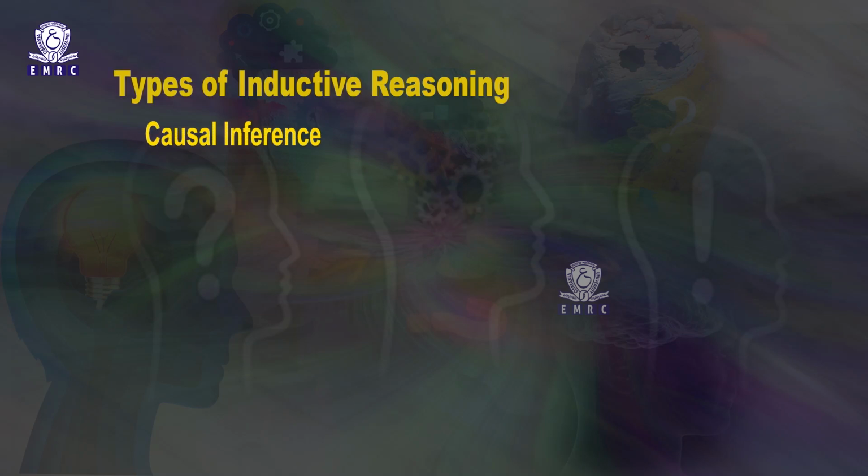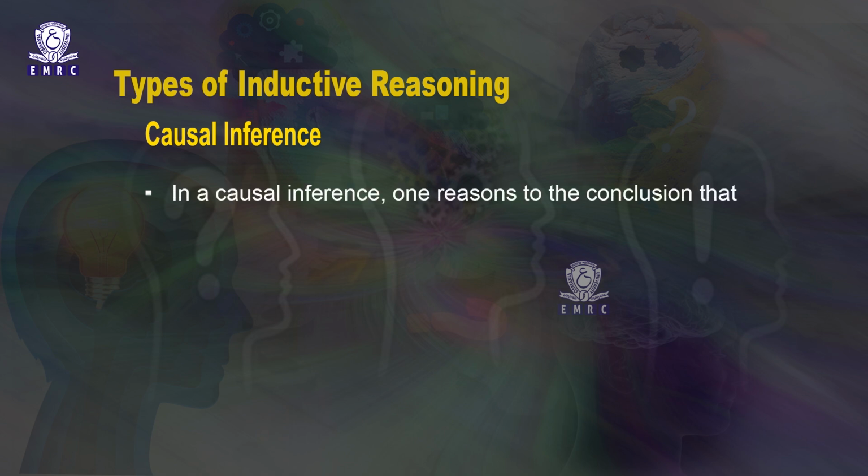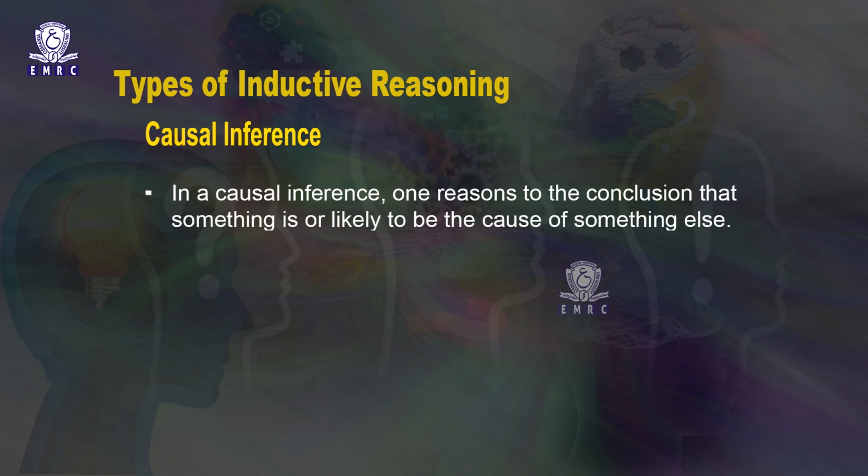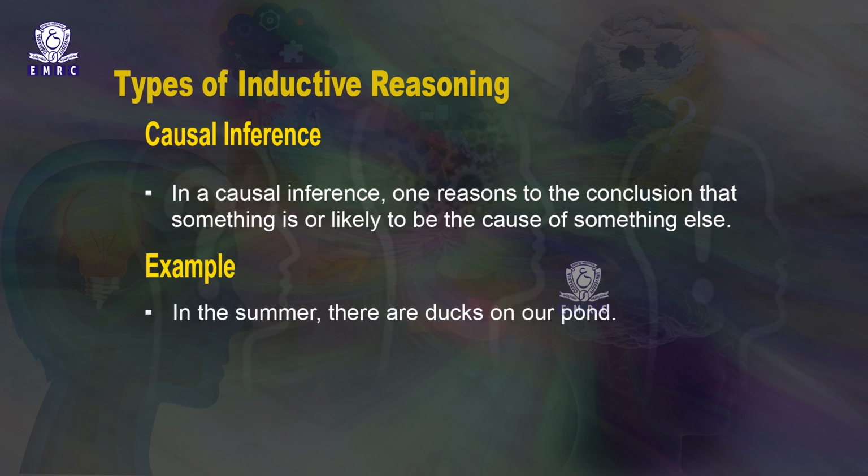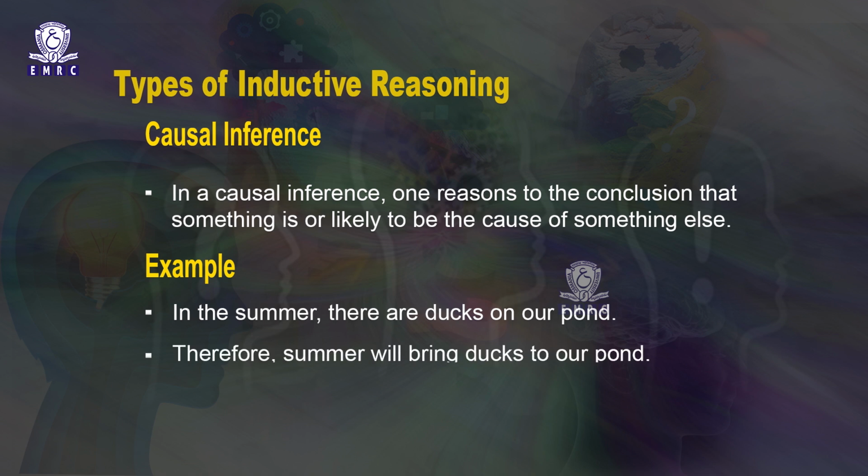The first one is causal inferences. So in causal inference, one reasons to the conclusion that something is or likely to be the cause of something else. For example, in the summer there are ducks on our pond. Therefore, summer will bring ducks to our pond. So I am assuming that, basing on the available information, that summer is causing the ducks to come.